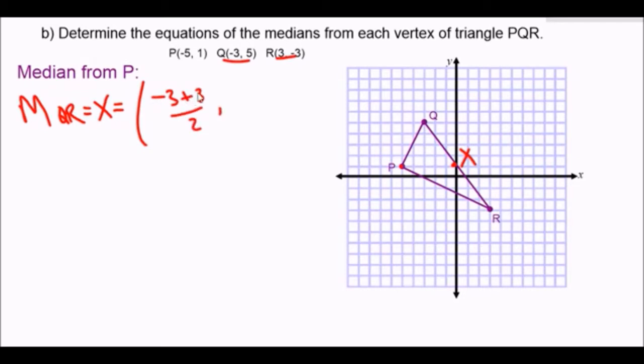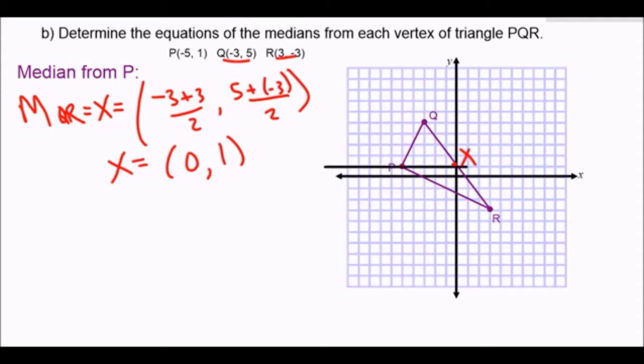So x1 plus x2 divided by 2, y1 plus y2 divided by 2. So I get negative 3 plus 3 is 0, divided by 2 is still 0. 5 minus 3 is 2, so the midpoint of QR, which is now our point X, has coordinates 0, 1, and that's about where I drew it. So now we need to find the equation of the line that goes through P and X. So let me add that to our diagram.